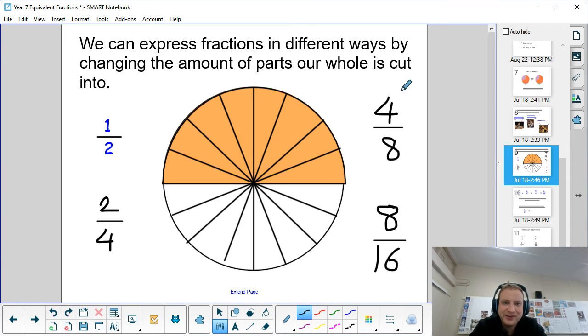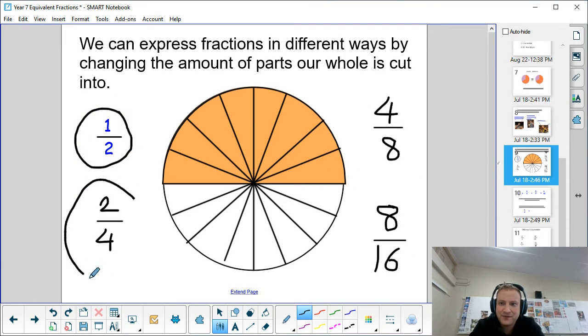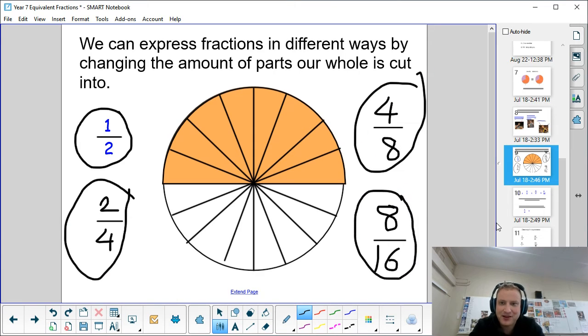But as the numbers get bigger and bigger, it doesn't mean I've got more of my circle. It just means I need more pieces to have the same amount shaded that I started with, right? A half, 2/4, 4/8, 8/16. They're all the same thing.